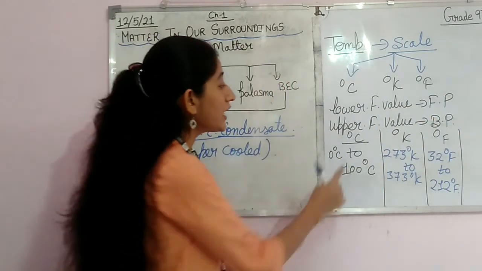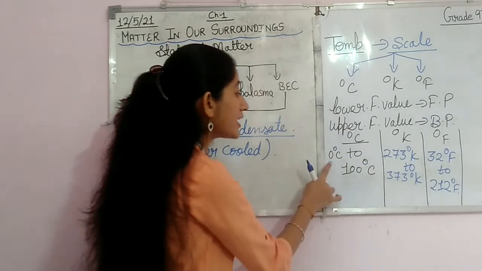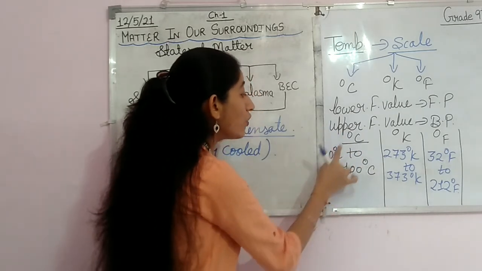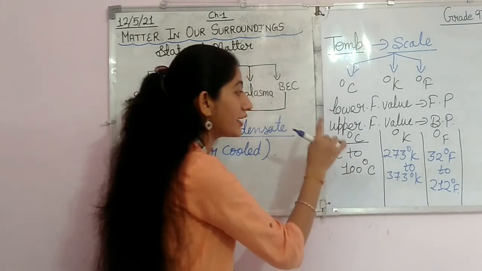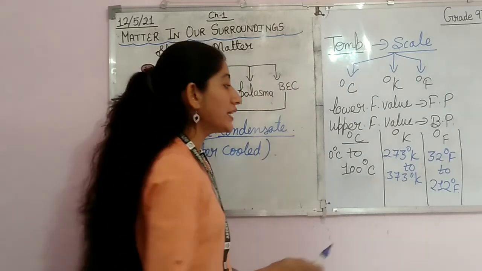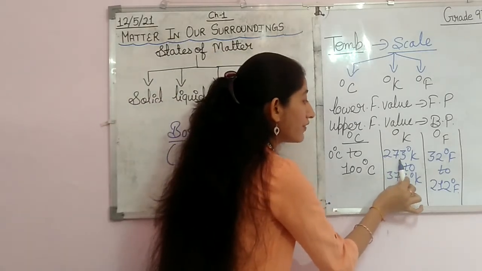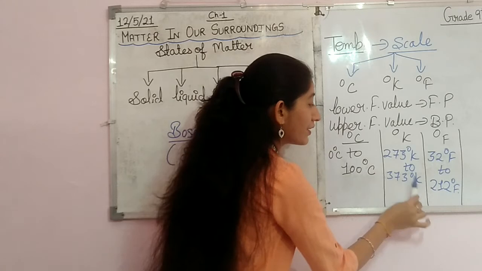And when we see degree Celsius, we come to know that it has its lower fixed point at 0 degree Celsius and upper fixed point at 100 degree Celsius. When we talk about Kelvin, we come to know that it has lower fixed point 273 degree Kelvin and upper fixed point 373 degree Kelvin.